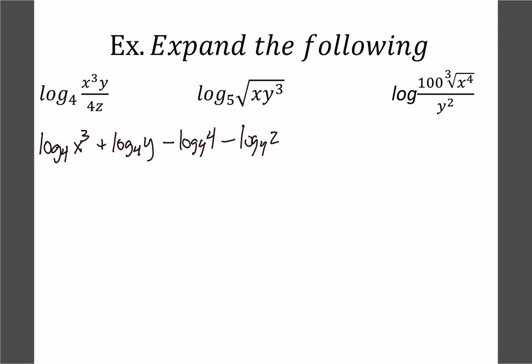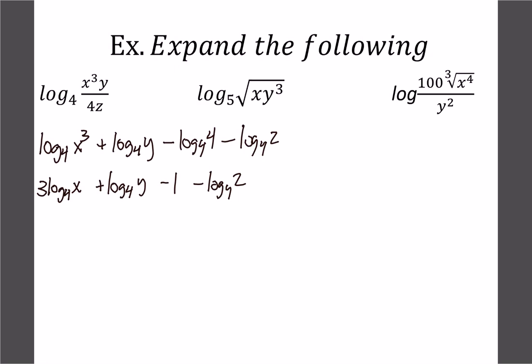We could do a little bit more simplifying. We can use that exponent rule. So the first one could be written as 3 log base 4 of x, and the rest would basically stay the same. Log base 4 of y. Log base 4 of 4 we know is just 1. And we have log base 4 of z. That's about all we can do. We're not really making anything easier. It's just using the rules to help us split these up a little bit.